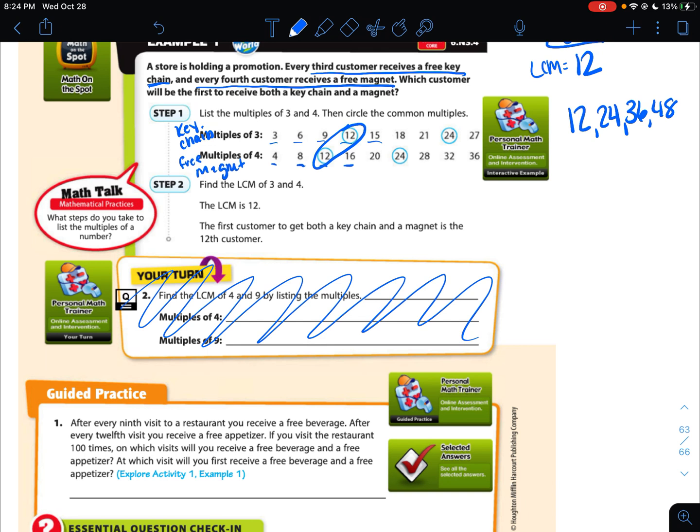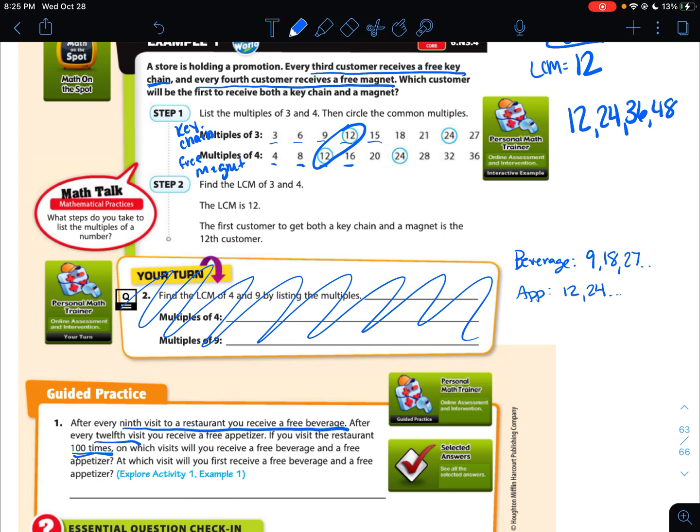So I want you to go and try to figure this one out on your own. I will get you started. So the first one is the 9th visit, you get a free beverage. So I would write beverage, and that's going to be the 9th visit, the 18th visit, 27th visit, and so forth. I would list all that, and then the appetizer, or just our free app, is the 12th visit. So I would say the 12th visit, you get a free appetizer, the 24th visit, and so forth.